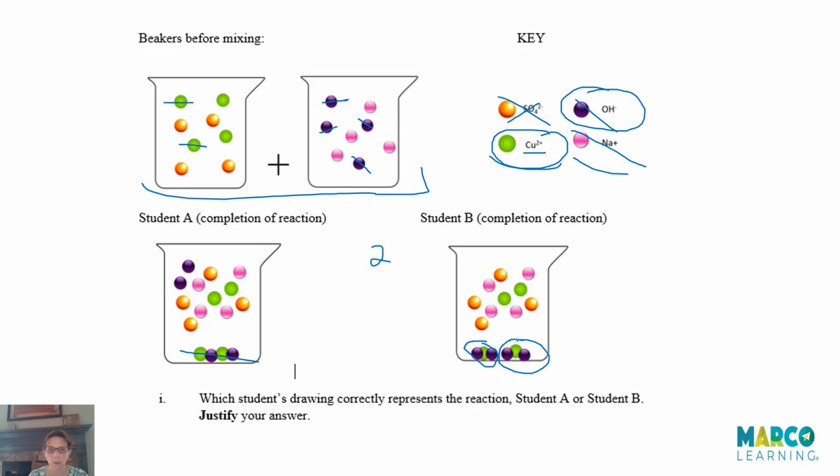Student B is correct. Notice that student B still shows that the copper ions are in excess, and that the sodium and the sulfate ions are the spectator ions. They're remaining in the solution.